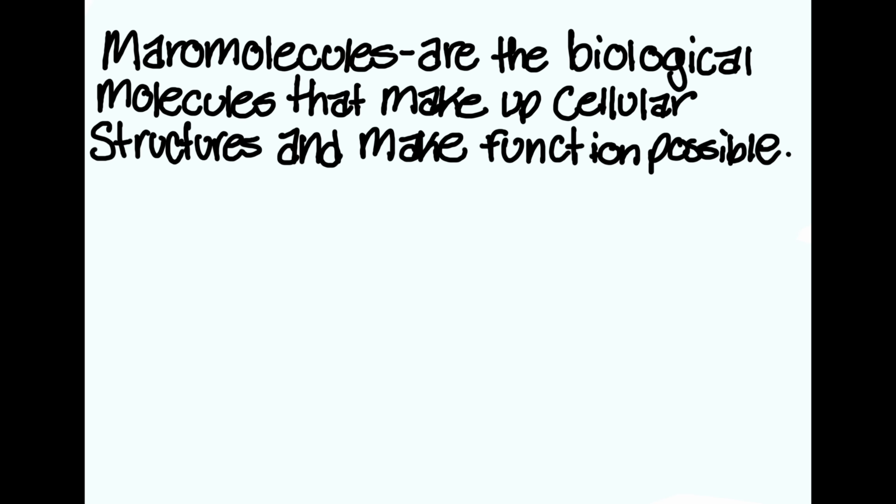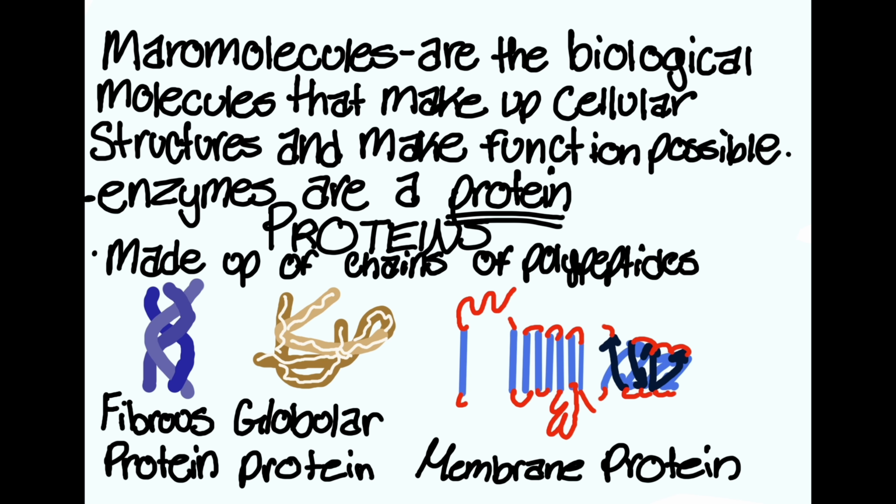Macromolecules are the biological molecules that make up cellular structures and make function possible. Enzymes are proteins. Proteins come in different shapes and sizes, and each type has a unique role in the cell. The three main categories of proteins are fibrous, globular, and membrane proteins. Enzymes fall under the category of globular proteins.